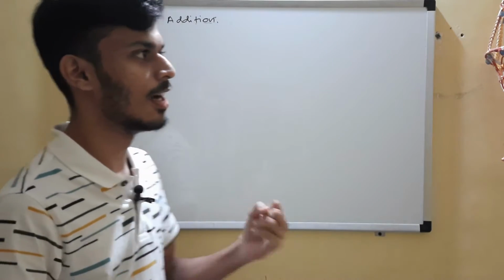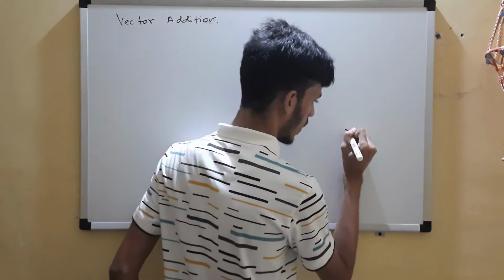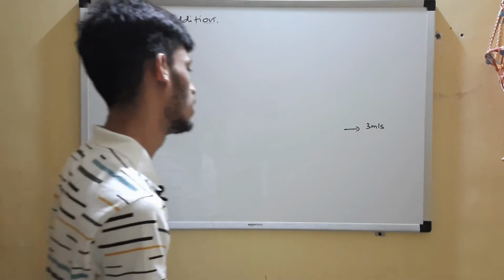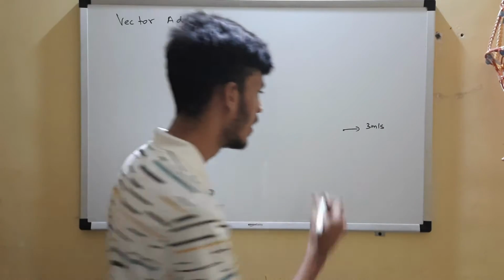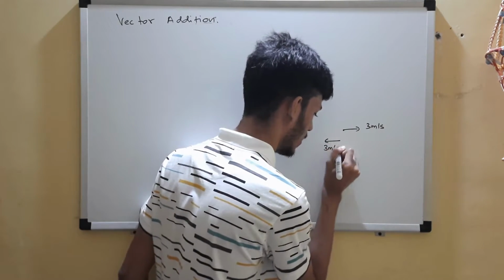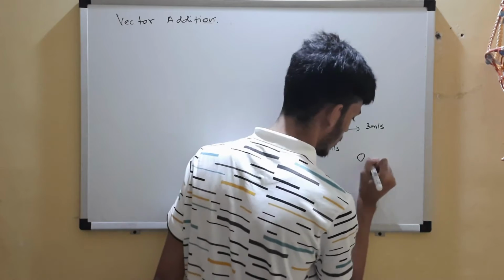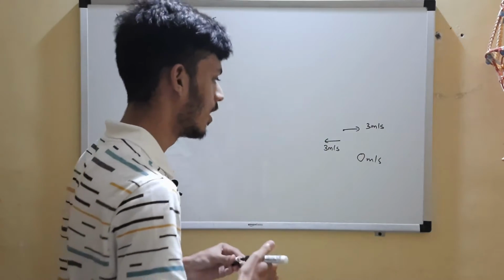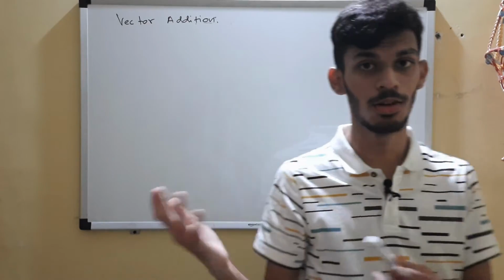But coming to vectors, you can't just add it. It has a direction as well, and you have to consider the direction. Suppose we have velocity, and we want to add two velocities, one is 3 meters per second in that direction, one is 3 meters per second in this direction. Now you can't just add it, 3 plus 3, 6. No, the answer is actually 0, because 3 in that direction and 3 in this direction, the result will be 0. So the point is, for vectors, direction also matters.